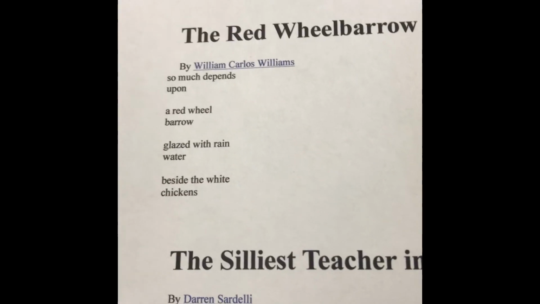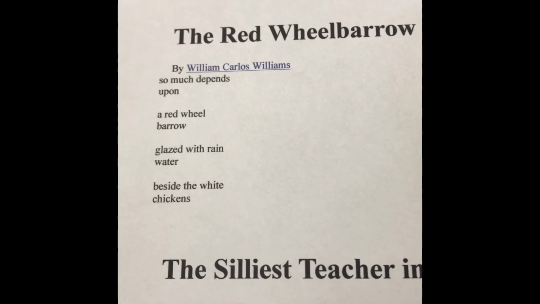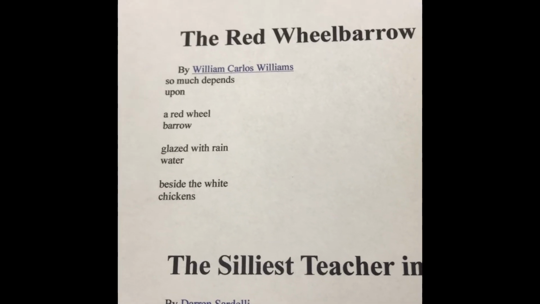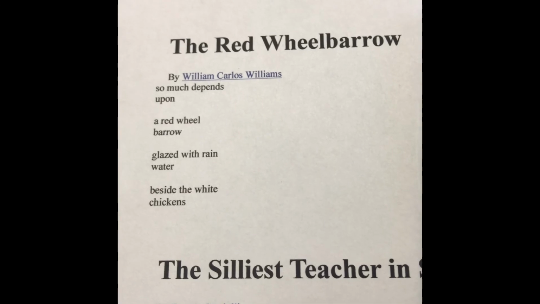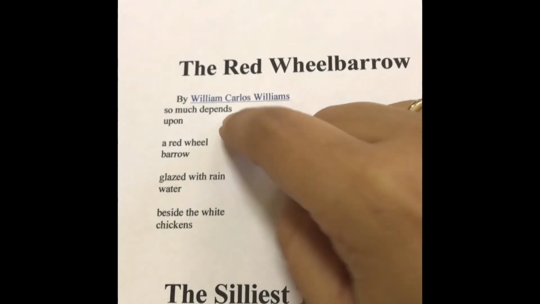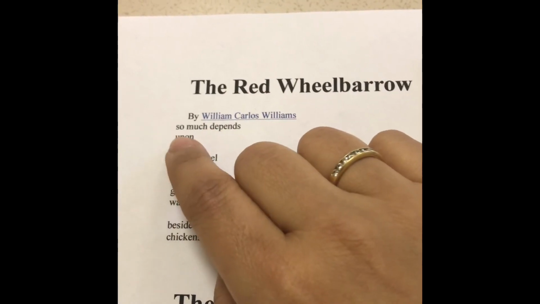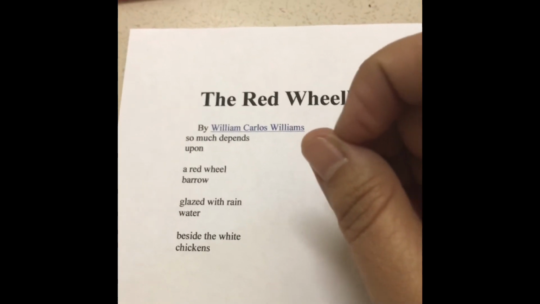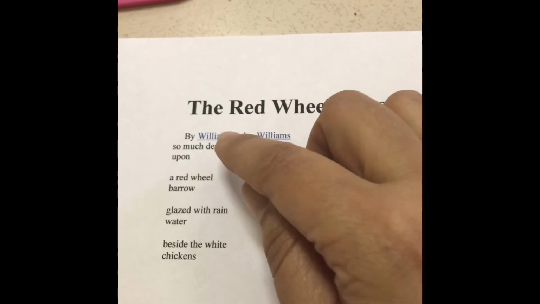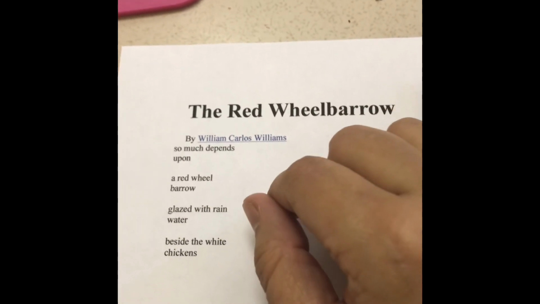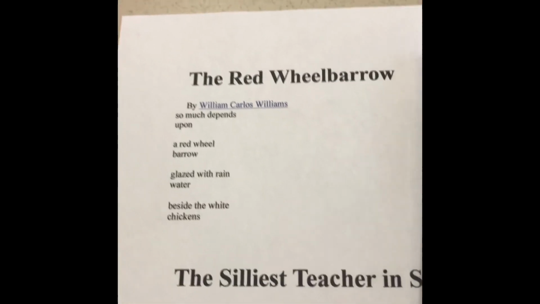So how many lines does this poem have? You can go ahead and pause the video. All right? So if we look at a line, so much depends, that's one line. And then upon, even though it's one word, is actually a line. So we would have 1, 2, 3, 4, 5, 6, 7, 8. 8 lines. How many stanzas does this have?